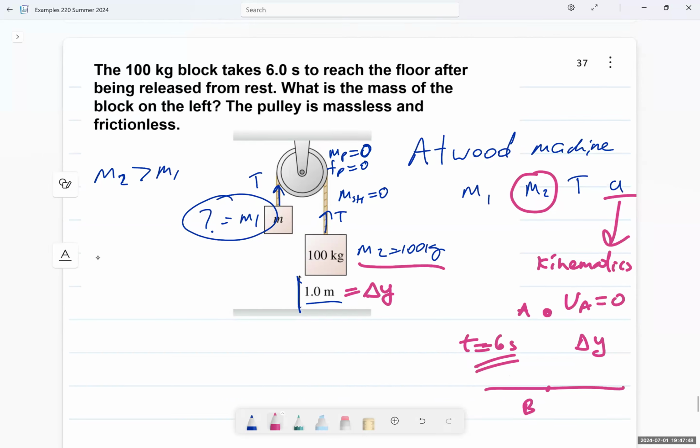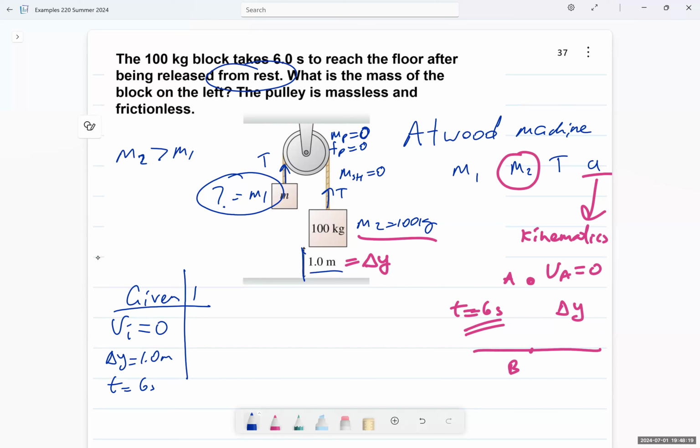That means before we can even go back and look at this problem from the dynamics point of view, we have to use kinematics to solve for acceleration. Okay, so let's do that. Again, given initial velocity to be 0, because it starts from rest. The displacement here is 1 meter. Time is 6 seconds. We want to find the acceleration of the system.